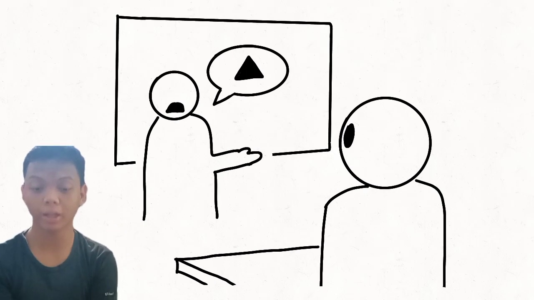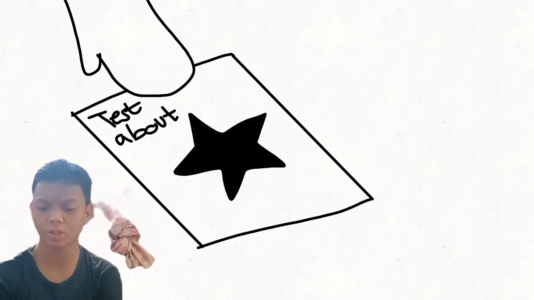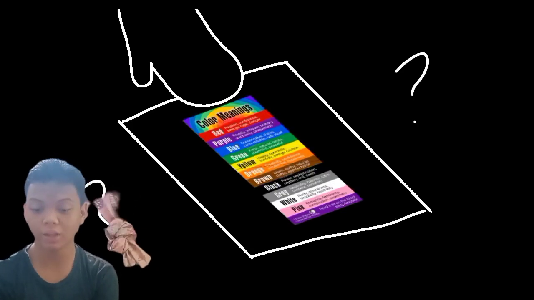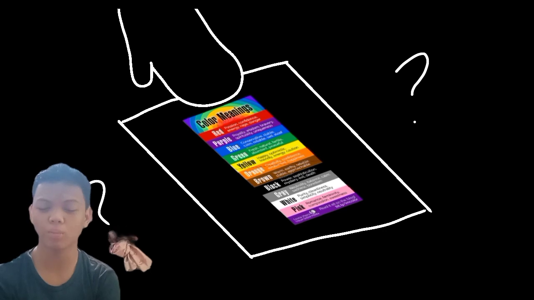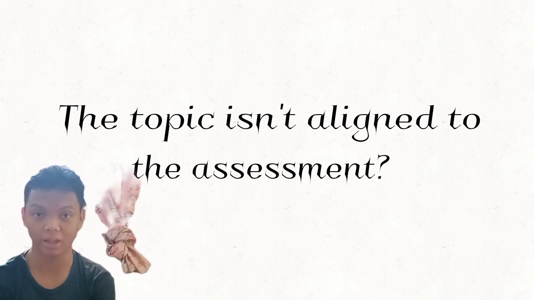Have you ever been taught by a teacher on a particular subject, then when the test came, it assessed you differently? For example, the teacher taught you about the basic kinds of color in the color wheel. Then after that, an activity came and what it assessed was the emotional representation of colors. It established confusion, right? Like the topic you learned wasn't aligned with the activity or assessment that was given.